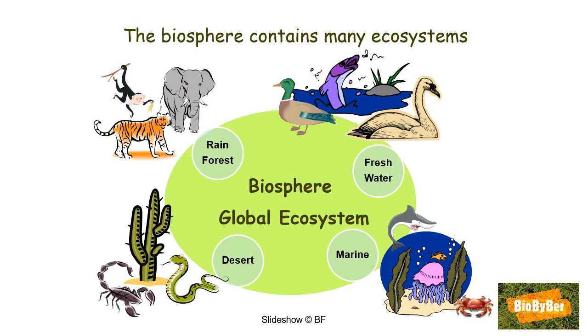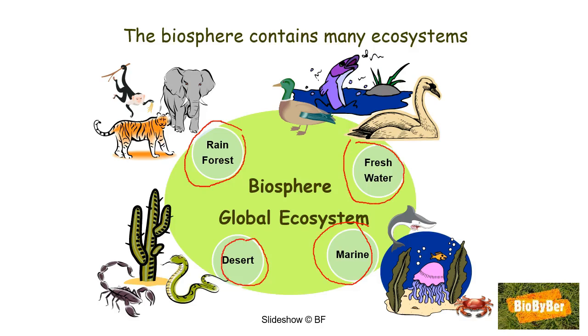If we look here, this diagram represents it very well. We have the biosphere, or the global ecosystem, and within that you can have the rainforest as a subset, the freshwater ecosystem as a subset, the marine ecosystem as a subset, the desert as a subset.